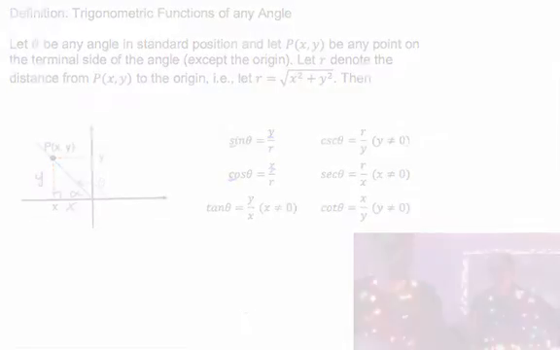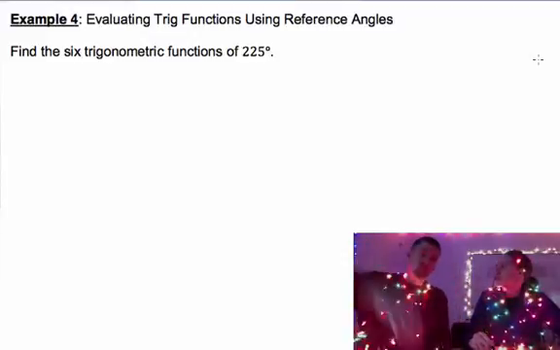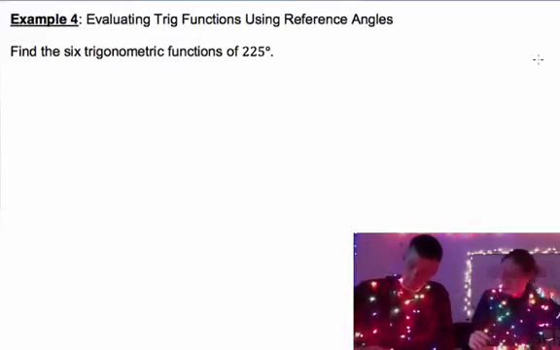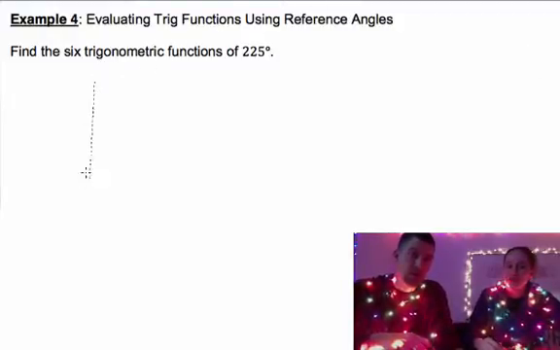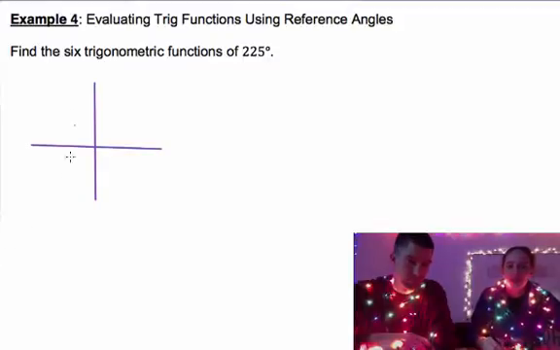Let's evaluate trig functions using reference angles. Find the 6 trig functions of 225 degrees. Why don't we start by drawing ourselves a nice little picture? I think every time we do a trig function, we should draw a picture. It sounds like a reasonable thing because we're talking about triangles and we don't have a triangle unless we draw a triangle.